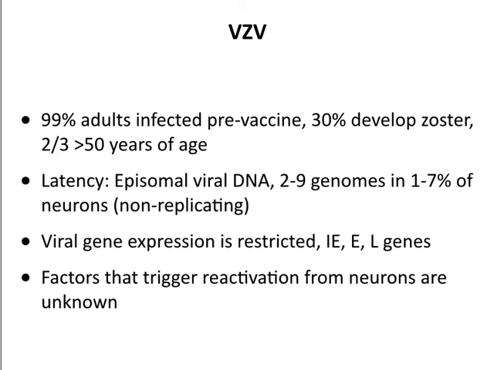The DNA is latent in these ganglia as episomal DNA, 2 to 9 genomes in about 1 to 7% of the neurons, and it doesn't replicate. There are very few viral genes produced, just a couple of them here. So a little bit different from herpes simplex, and we don't understand what triggers reactivation, why you get shingles. It just pops up out of nowhere, and no one has figured it out. It's not sunlight, it's not UV, it's not stress, it's not all of the things that cause herpes reactivation.